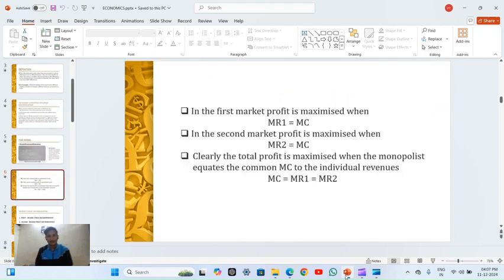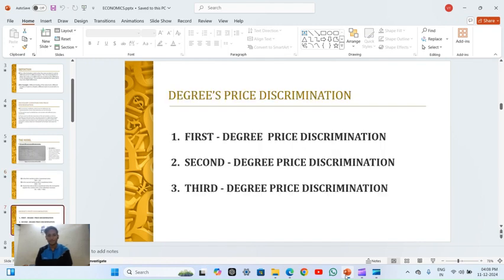In the first market, profit is maximized when MR1 equals MC, meaning the marginal revenue curve equals the marginal cost curve. In the second market, profit is maximized when marginal revenue 2 equals marginal cost. Clearly, the total profit is maximized when the monopolist equates the common marginal cost to the individual marginal revenues: MC equals MR1 equals MR2.